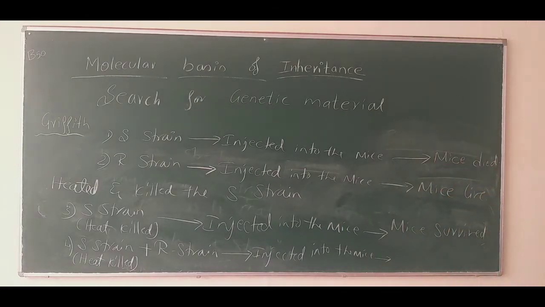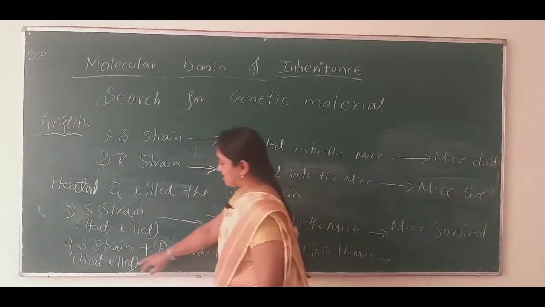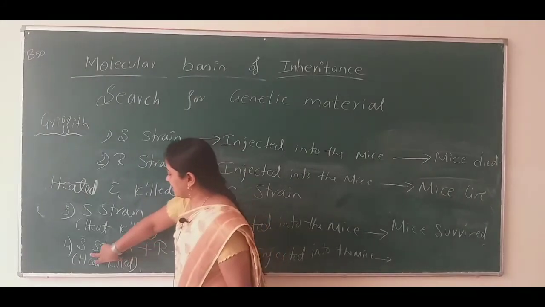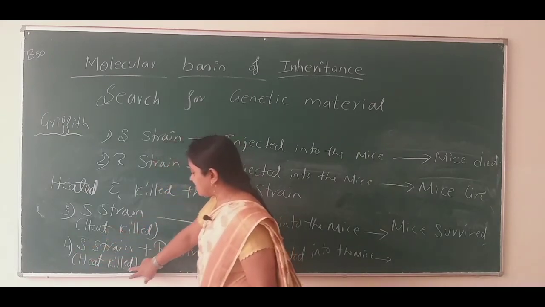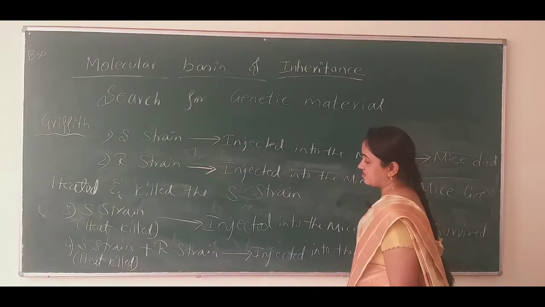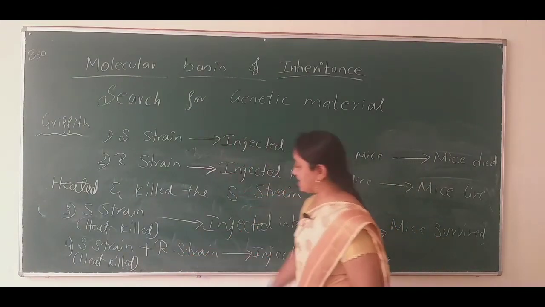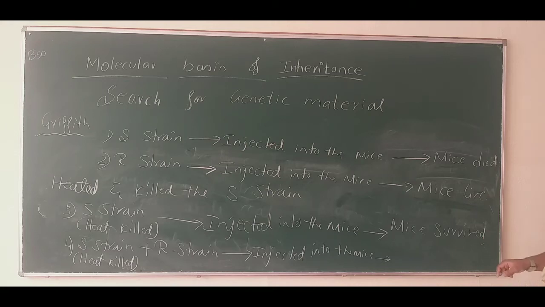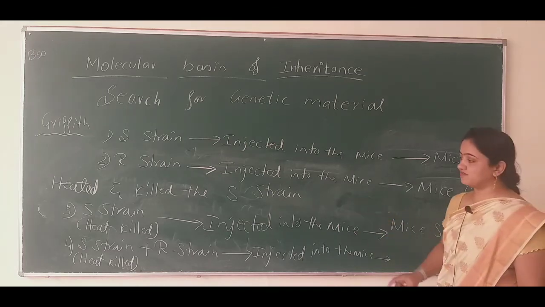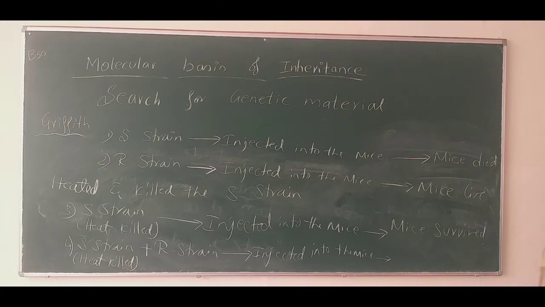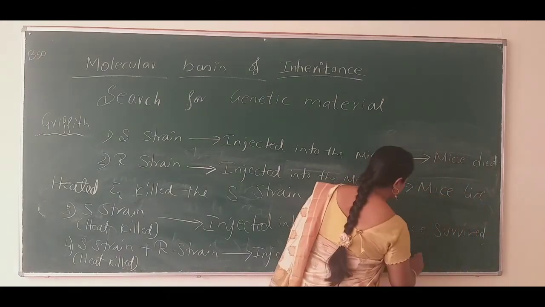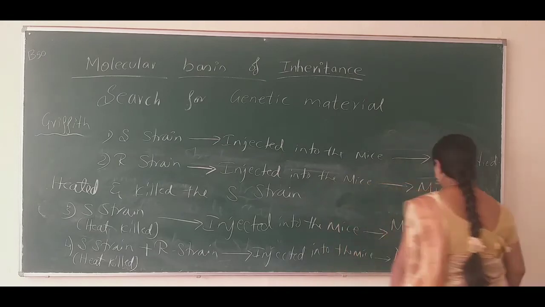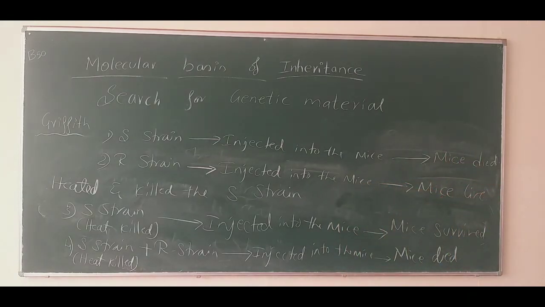What will be the result in this experiment? The mixture is heat-killed S strain and R strain. When he injected only the heat-killed S strain, the mice survived, and when he injected only the R strain, the mice survived. When he mixed both strains together, the mice died. Why so? We will see the result now.